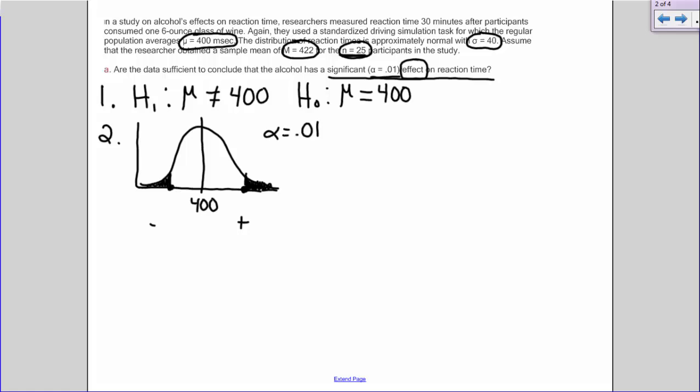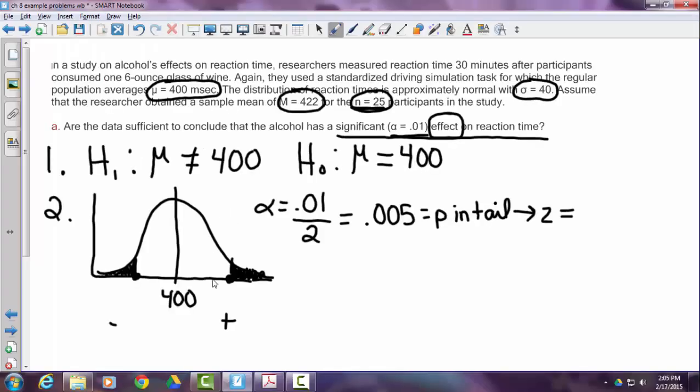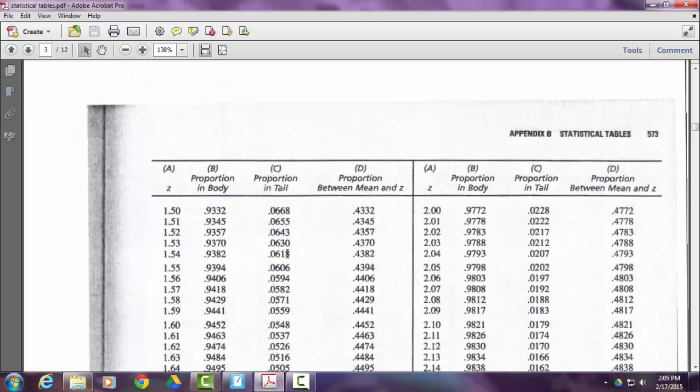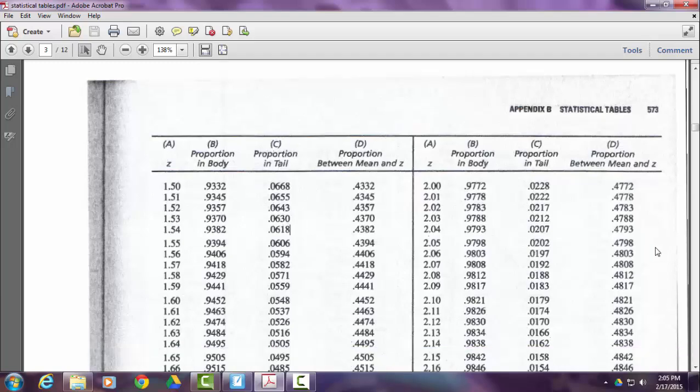And because it's a two-tailed test, I need to split that extreme 1% into two tails, and we're left with 0.005. So we're going to look for p equals 0.005 in the tail, and that's going to lead us to a z-score. That's our minimum cutoff for the z-score for our sample. So let's go ahead and take a look at the table here. So again, we're looking for 0.005 in the tail.